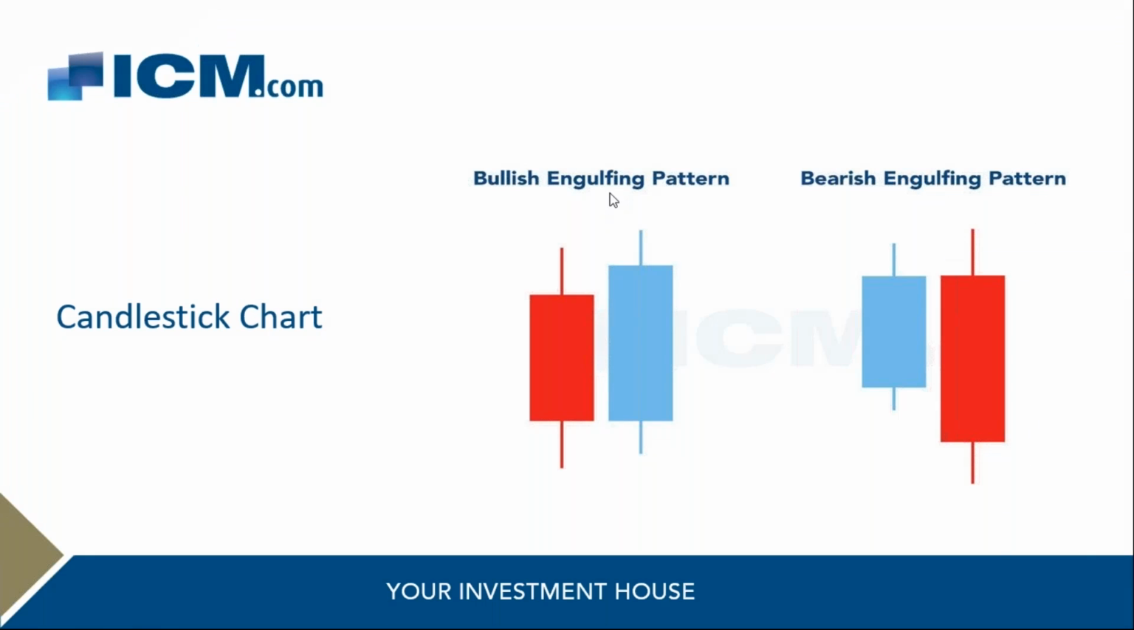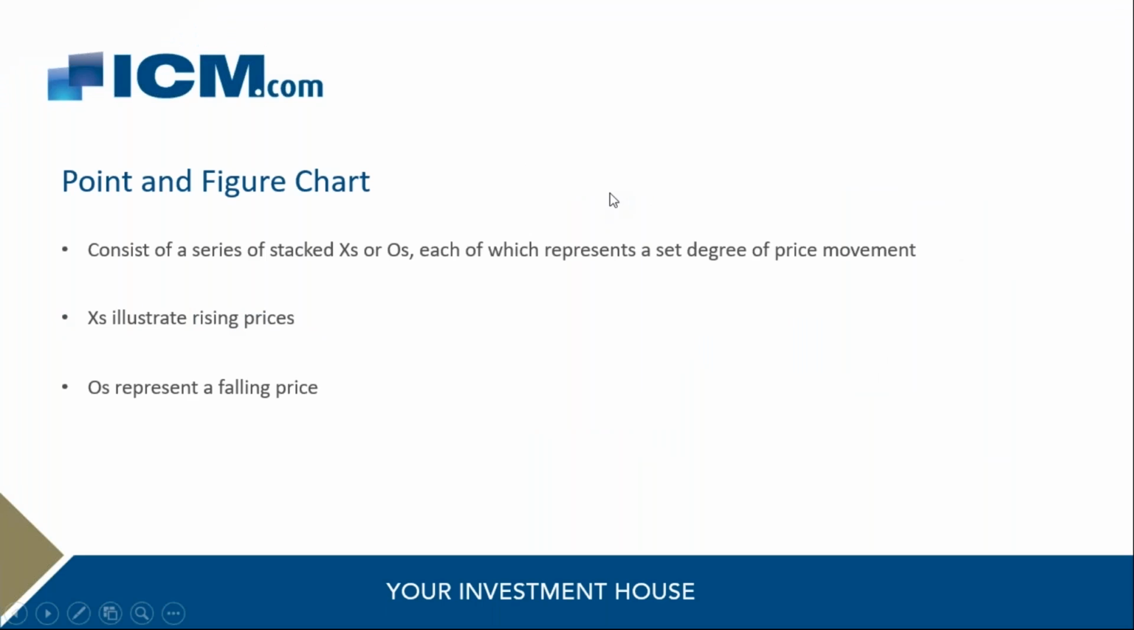Now I'm going to talk about different types of charts. Unfortunately, point and figure is not available on the MetaTrader 4 platform, but some of its concepts, for example with Renko charting, you can get a certain plugin and check it on the MetaTrader 4 platform. This chart consists of a series of stacked X's or O's, each of which represents a set degree of price movement. This type of chart doesn't take time into consideration. We set a certain increment for a change in price.